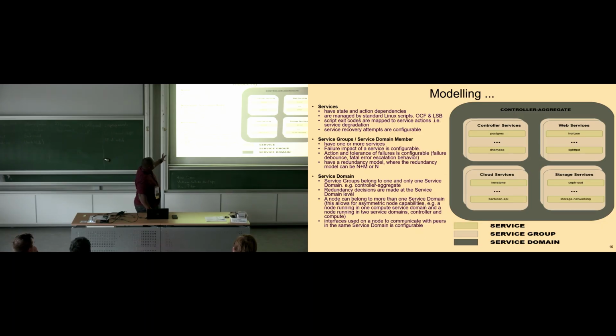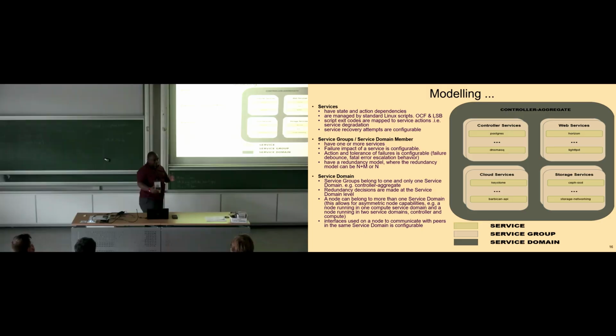Then we have service domains, which are associated with the function of the node. So in this case, we have a controller aggregate domain. And in the controller aggregate domain, that's where you set up, there's only one service group per domain. So there's one cloud services, and the cloud services would either be active standby or active active. This table might help explain it better.